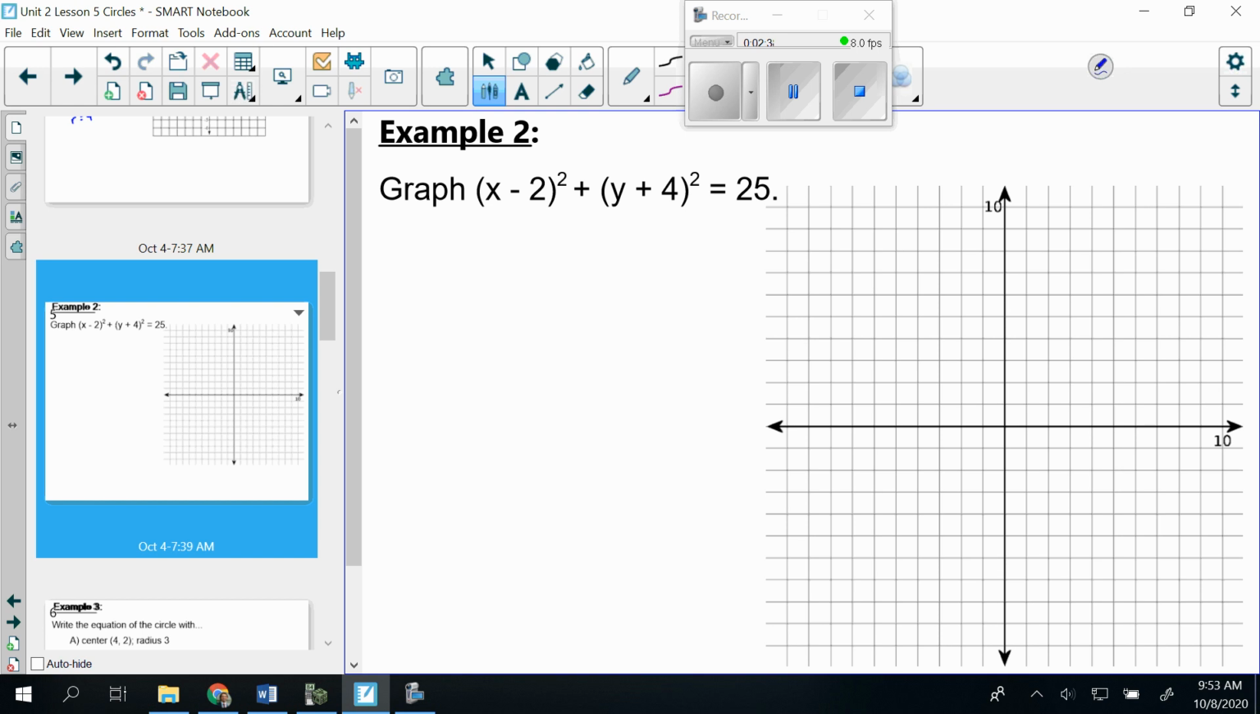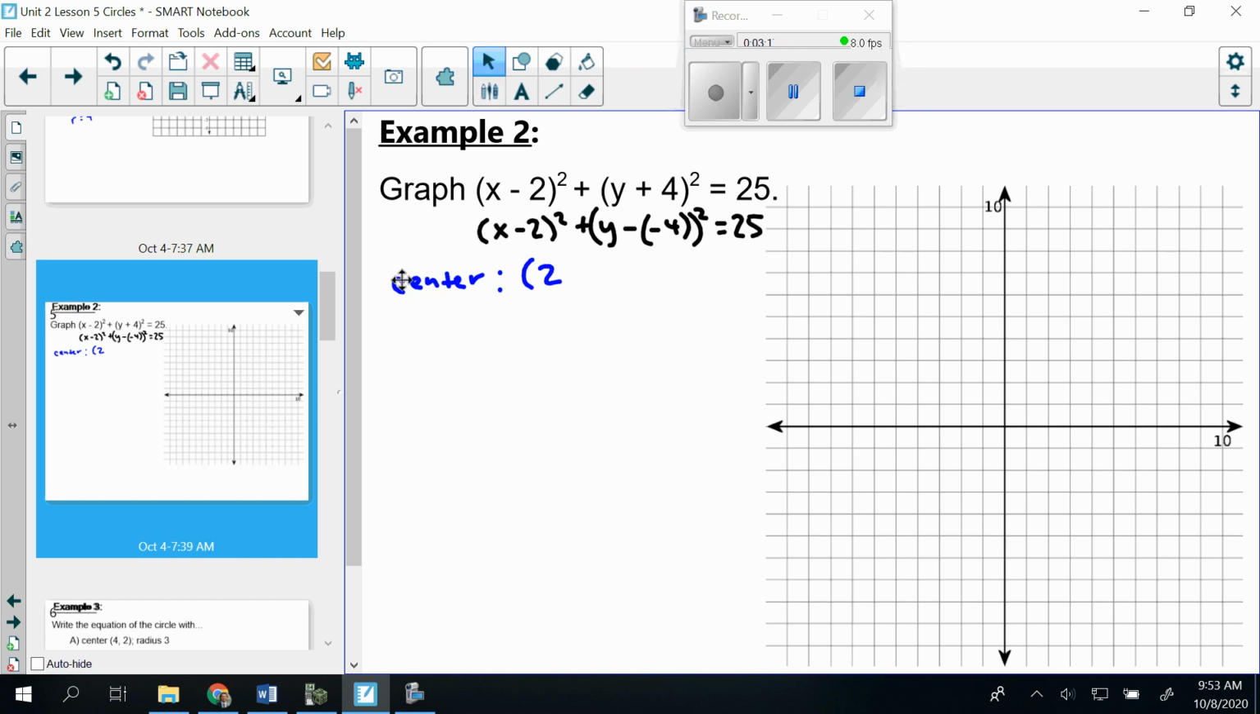So now we're getting a little bit more complicated. Our center is not (0, 0) on this one. Our center is going to be the numbers that are being subtracted from the x and y here. So on the first one, what's being subtracted from x here is 2. The second one you've got to be a little bit more careful on now. What number is being subtracted from the y here? That would be kind of like you're thinking y minus a negative 4 is being squared there. And so the center point is going to be (2, negative 4).